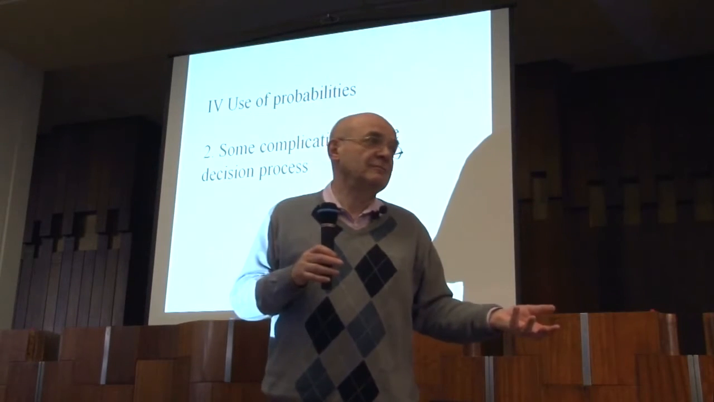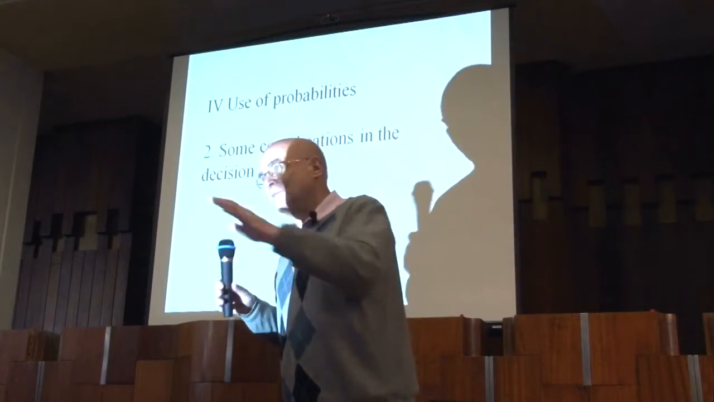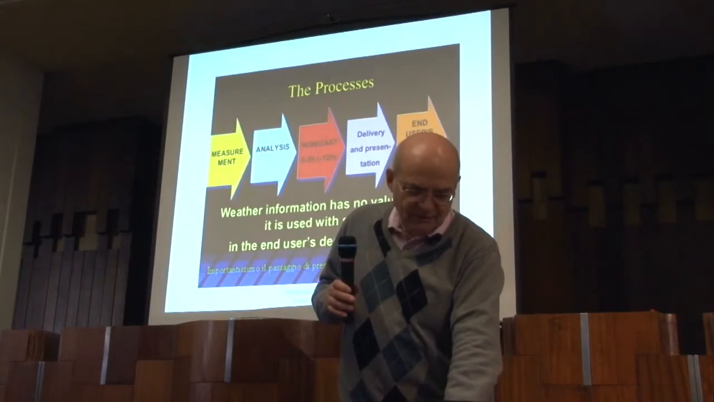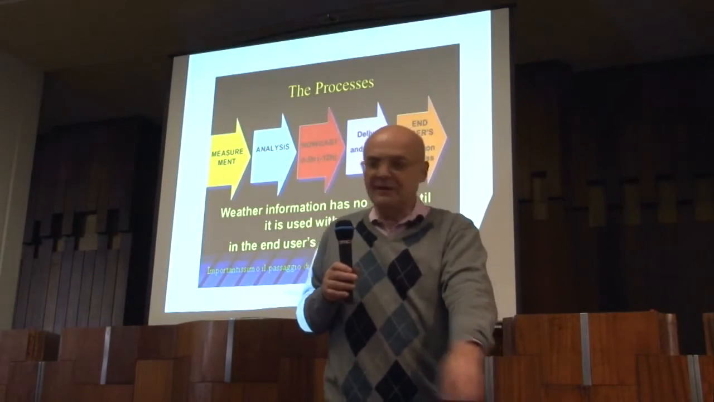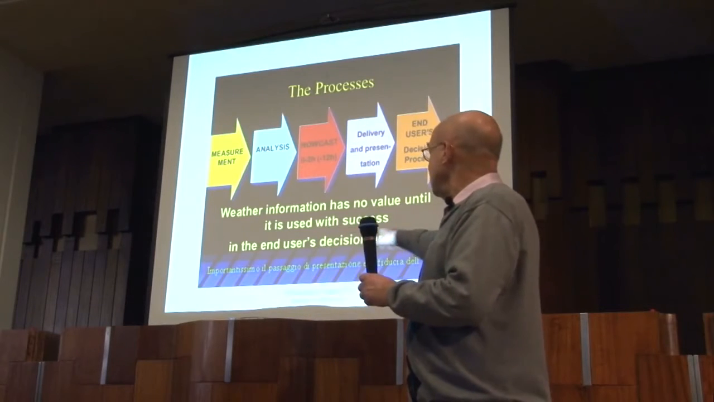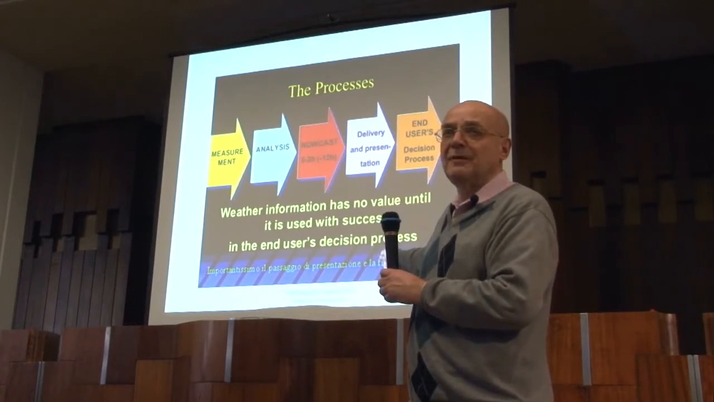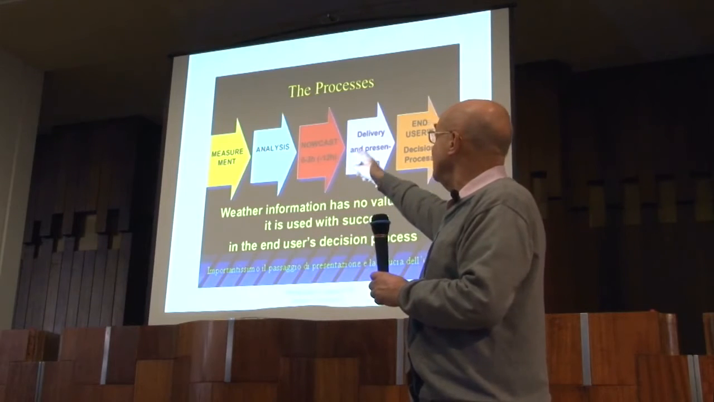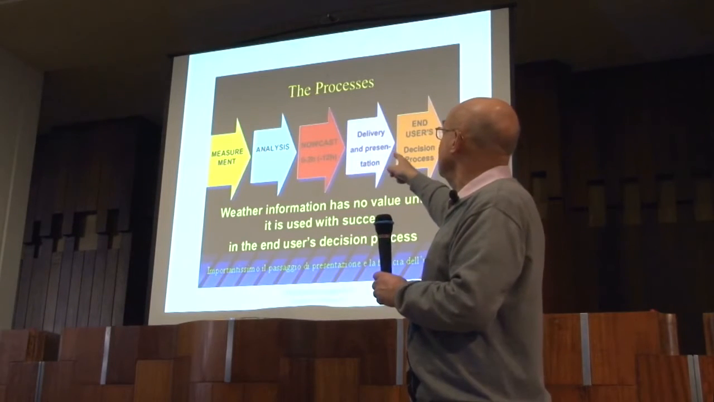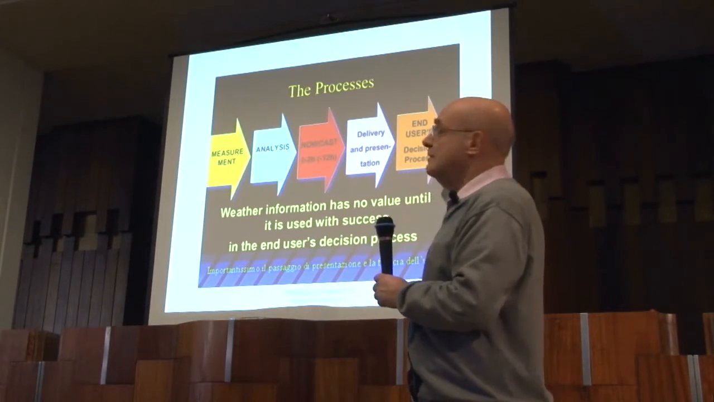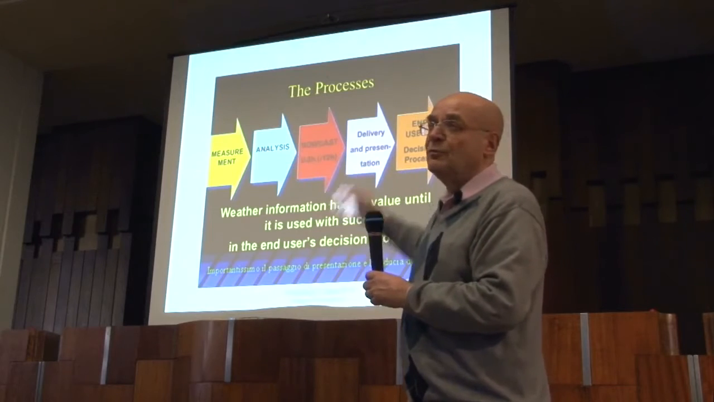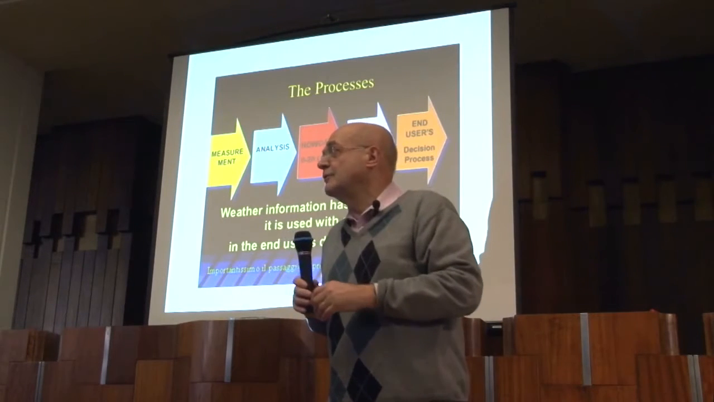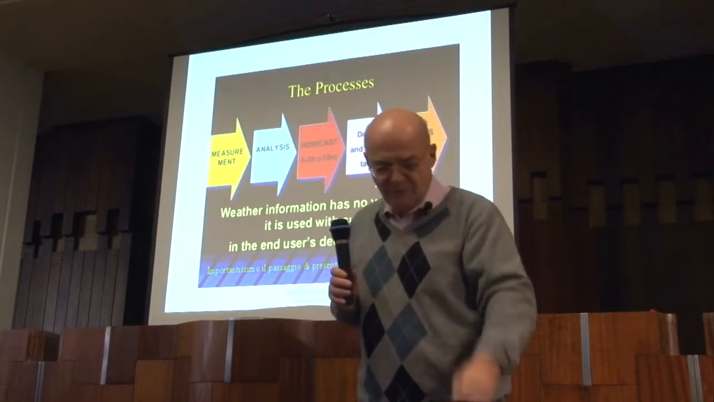Now I'm sort of leaping ahead of myself, but here is a picture that has an Italian text, so I must have got that in Trento, but I can't remember when. It's about measurements, analysis, forecasting, presentation, and then decision. That is a school book example of how we go from observations to decisions for the benefit of mankind.